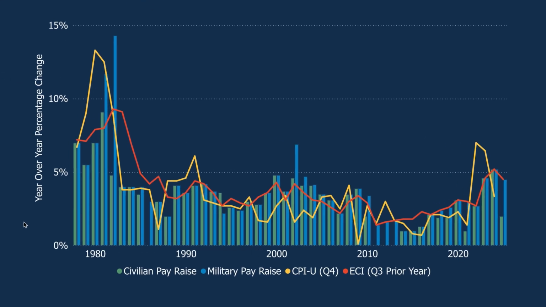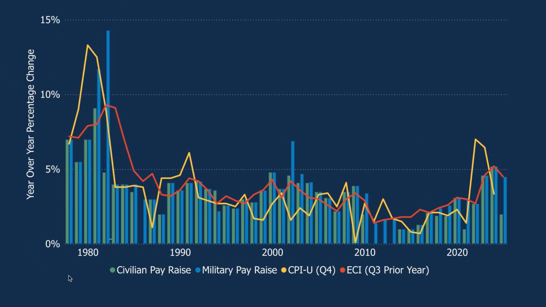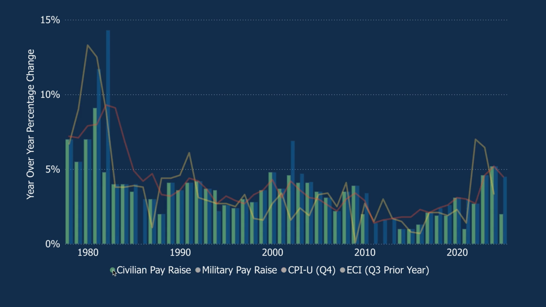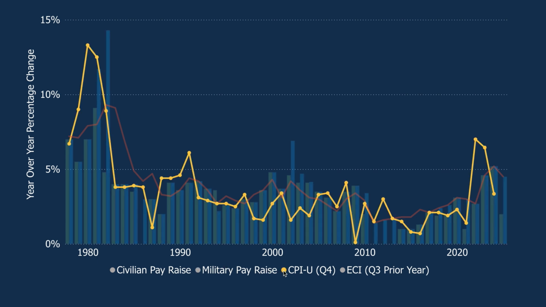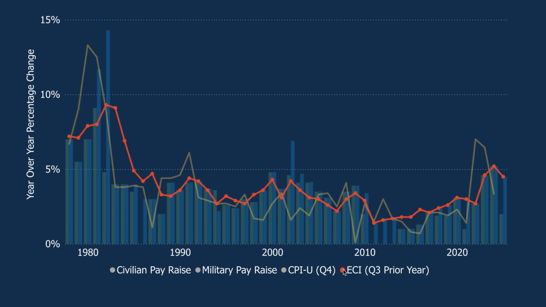The pay raises page within the tool shows the civilian pay raise for each year in green columns, the military pay raise for each year in the blue columns, and it compares it to the Consumer Price Index for urban workers and the Employment Cost Index.